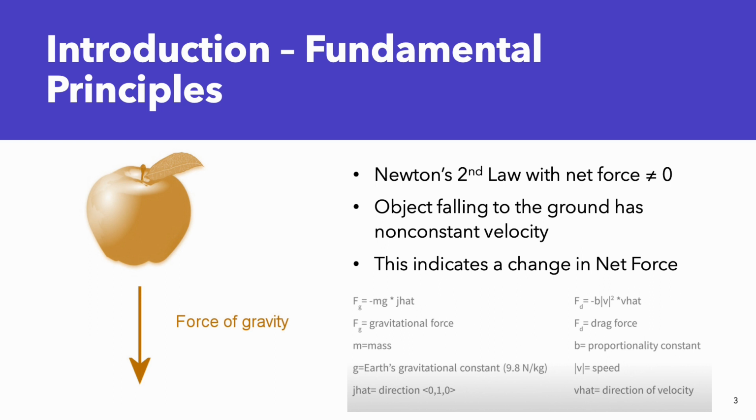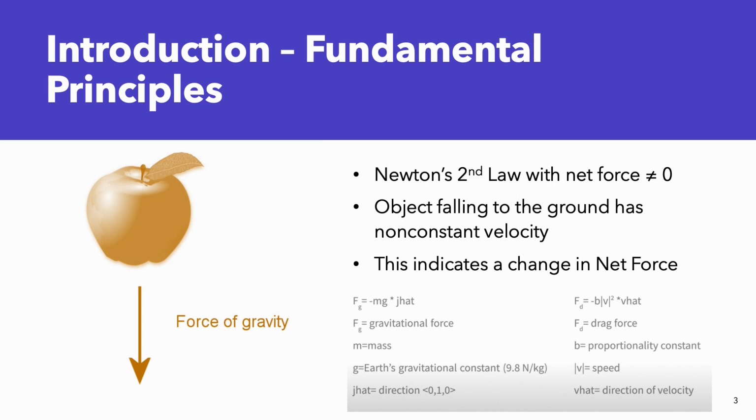Additionally, it is very important to recall the fundamental principles of this experiment. First of all, as we said earlier, the experiment's topic is Newton's second law, and when an object is falling, it means that its net force is zero. Why? Because when an object is falling to the ground, the gravity is acting upon it, against it, with a negative acceleration, which basically slows down the object. So this tells us that the object falling to the ground has a non-constant velocity since it is slowing down. And this indicates a change in net force.